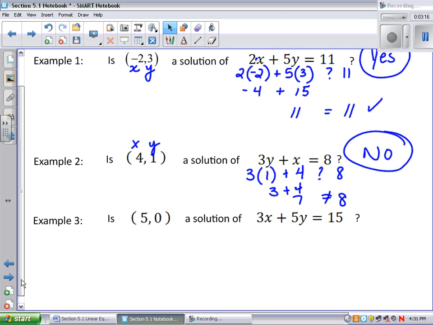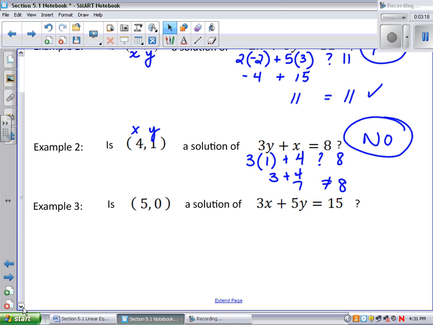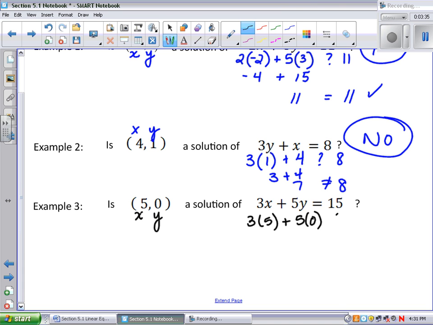And let's look at our third example. Is 5, 0 a solution of 3x plus 5y equals 15? So if I plug 5 in for x and 0 in for y, 3 times 5 plus 5 times 0, is that 15? 15 plus 0, yes, that's equal to 15. It checks, so our answer here is yes.